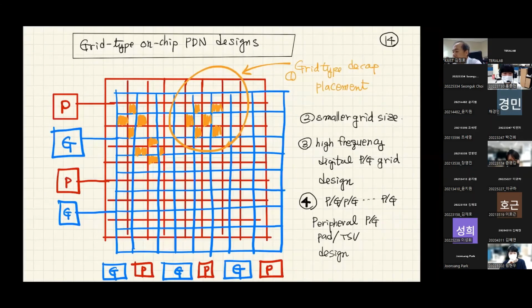And sometimes we can use the grid type of PDN. Then at every grid, we can put the decoupling capacitors. So in this case, the loop size will be very small, and the off-chip loop size will be relatively small. So grid type might be very good to reduce the resistance and inductance.